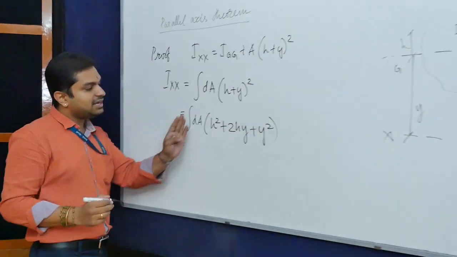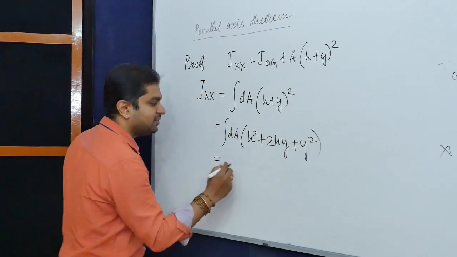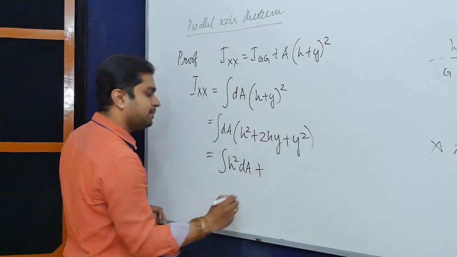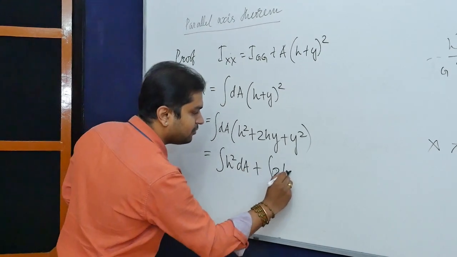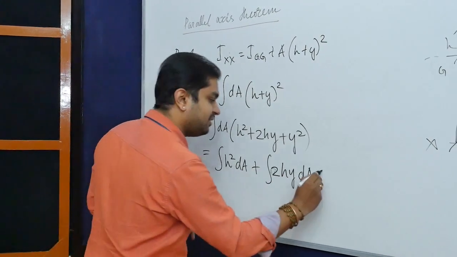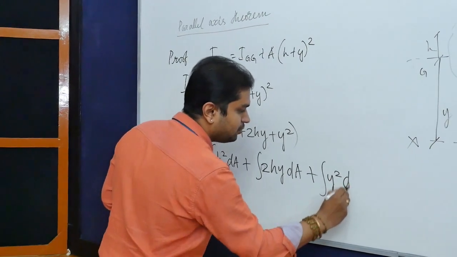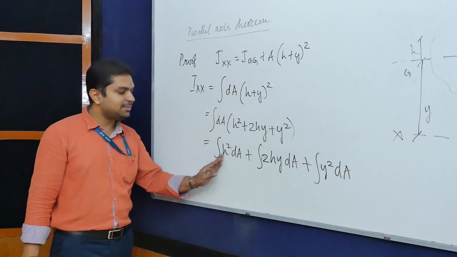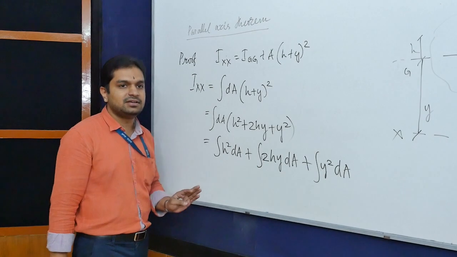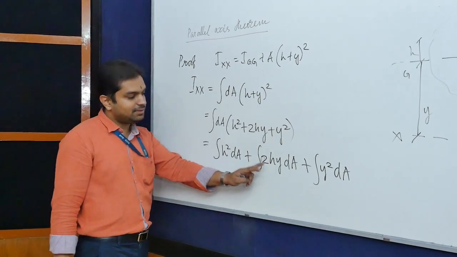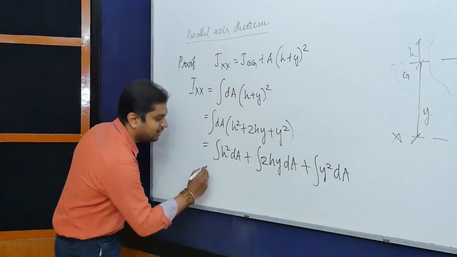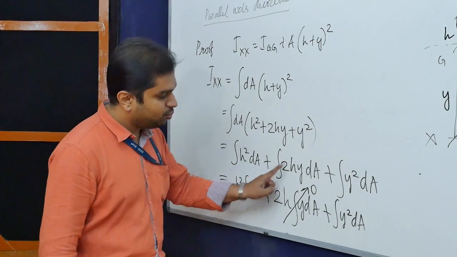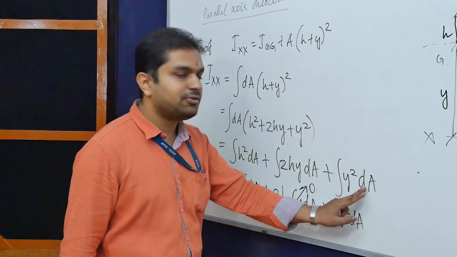Upon rearranging, this becomes the integral of h square dA plus the integral of 2hy dA plus the integral of y square dA. If we observe these terms, they are basically the area multiplied by the square and the area multiplied by the distance term. We need to make a careful examination here. Taking h square outside the integral of dA, and 2h outside the integral of y dA, we get h square integral dA plus 2h integral y dA plus the integral of y square dA.